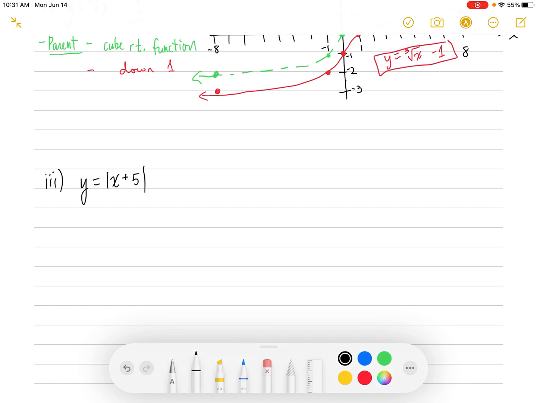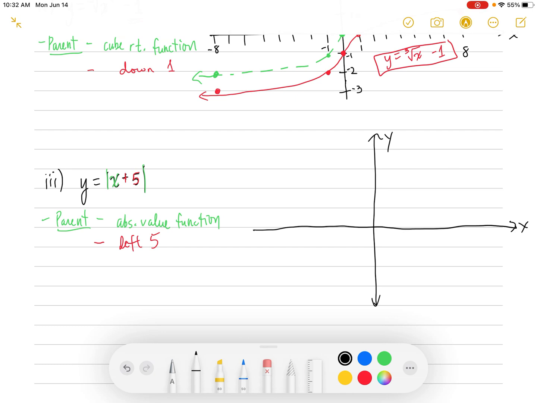Number 3. y equals the absolute value of x plus 5. So the parent here is going to be the absolute value of x. And then inside of the house, we're going to have plus 5. So the parent here is the absolute value function. This is inside of the house plus 5, so it's going to be a horizontal motion, and it goes in the opposite direction of the sign when it's inside of the house, so it's going to go left 5 rather than right 5, left 5.